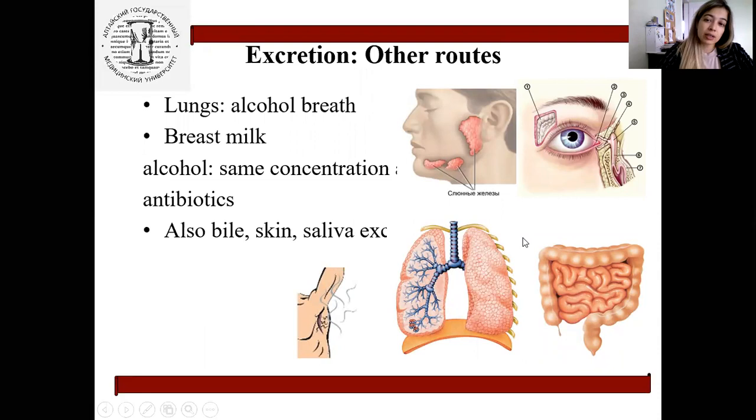But not only kidneys can excrete the drugs. Also, we have, for example, lungs for excretion. When we drink a lot of alcohol, we have alcohol breath. Yes, I think everybody knows that. For example, breast milk. Breast milk also can excrete some alcohol or antibiotics or any other drugs which are taken by the mother. Also, bile, skin, and saliva can excrete the drugs. So actually some drugs are found not only in the urine but in all other biological liquids of the human body.